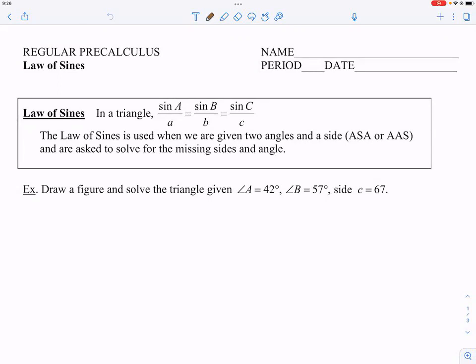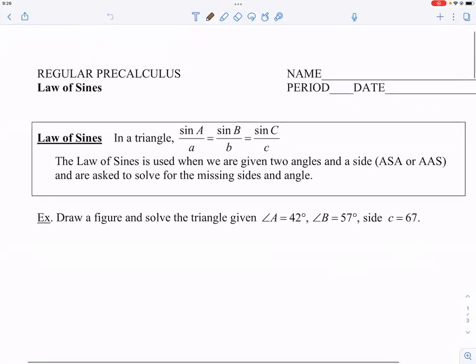Okay. So now, what we are going to do this week is something more applicational, which is a good tool in case you have to use it. Now, for the first thing, we have the law of sines here.